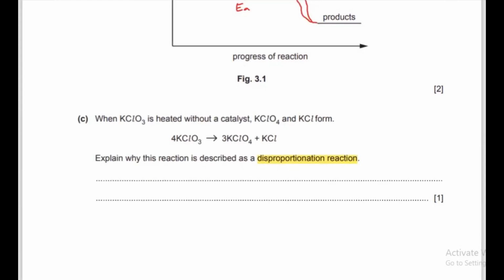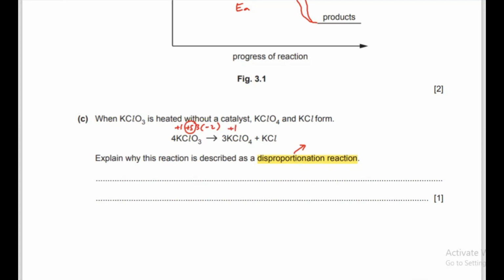Now, when KClO3 is heated without catalyst, these are the products. Explain why the reaction is described as disproportionation. A disproportionation reaction is that reaction in which the same substance is being oxidized and reduced. So we can check the oxidation state. Here the oxidation state of potassium is +1. There are 3 oxygens, each -2, so -6 plus 1 is -5. So here we have +5.